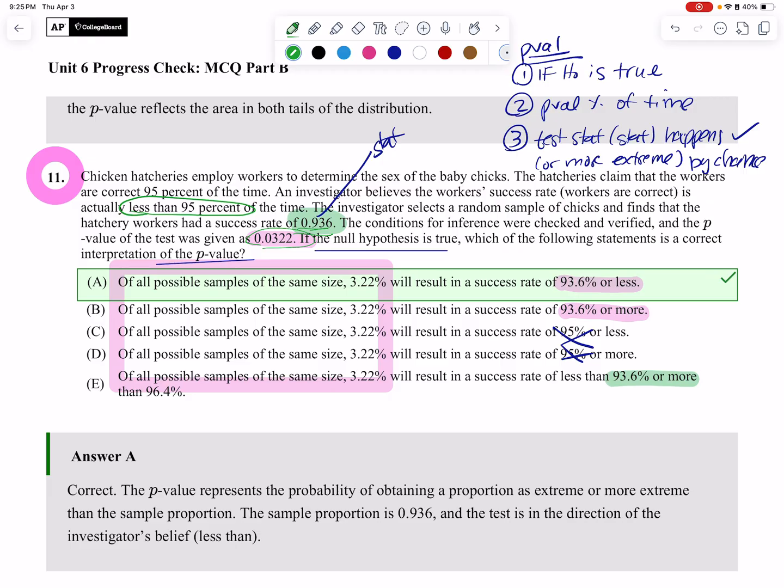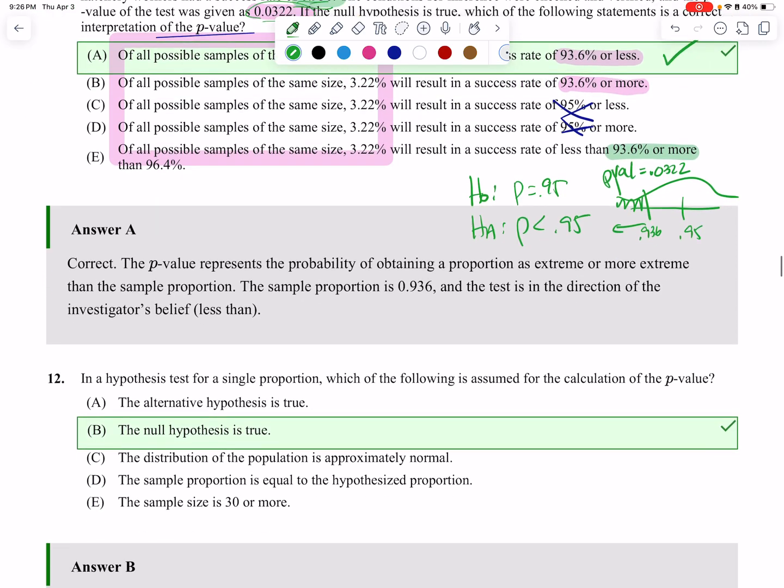So if I were to write this out, it would be H0: p is equal to 0.95, Ha: p is less than 0.95. So that would be in my hypothesis. And if I were to put this here, it'd be like this. And then this here is 0.936, and it's going to be like this, and that's my p-value, which is equal to 0.0322. So that's why it's that or less. So this one is correct.